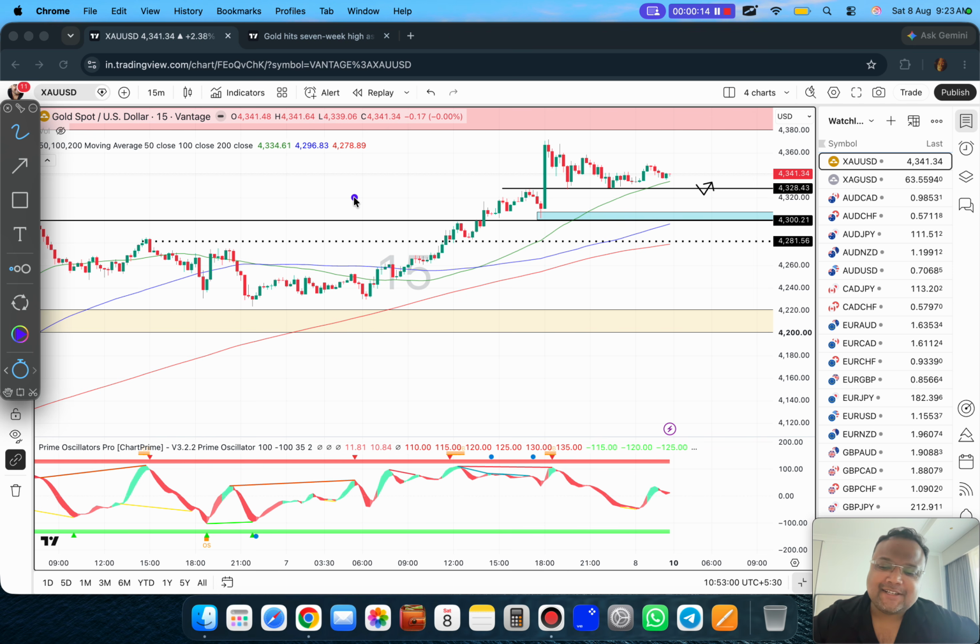So let's get started. My dear friends, this is the 15-minute chart of gold in front of us. Yesterday, after NFP, we saw a good amount of movement on the chart of gold. But the problem is that the up move did not last long. You can see after making this high, the market showed consolidation, came down, and could not go up again. Ultimately, gold closed around the 4340, 4342 area.